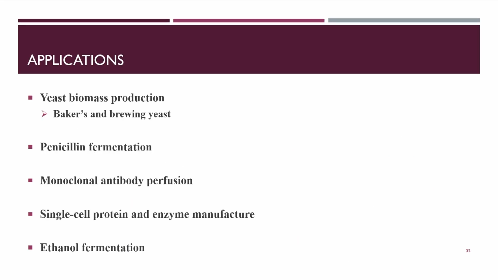It has certain utility, particularly when you are going for high biomass production, particularly Baker's yeast, because yeast biomass itself is a product. We can go with the fed batch operation. Penicillin fermentation, monoclonal antibody fusion, the production of single cell protein and enzyme manufacture, and ethanol manufacture are done using all three methods: batch, fed batch as well as continuous. But fed batch is also done where the substrate is intermittently added to enhance the operation time.